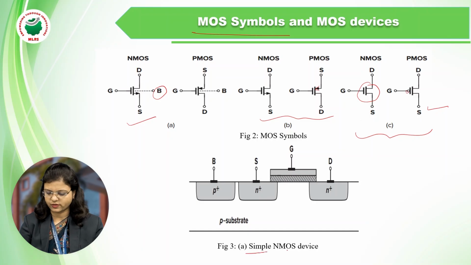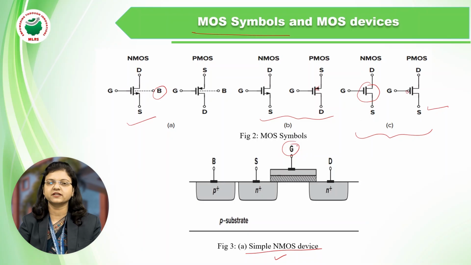Now here it is showing a simple NMOS device. As we know, for N, the majority charge carriers will be the electrons. In this simple structure, we have all the terminals which we have discussed. This is the gate terminal. Previously the gate was made up of only metal, but now we are constructing the gate by using polysilicon.